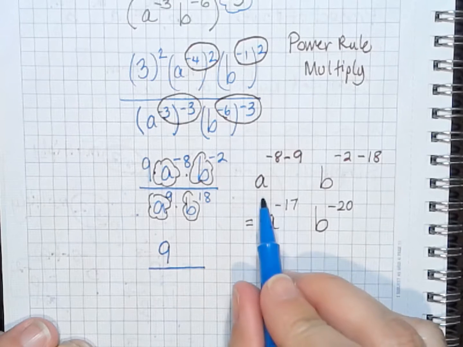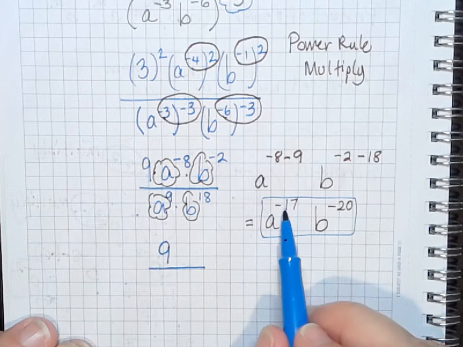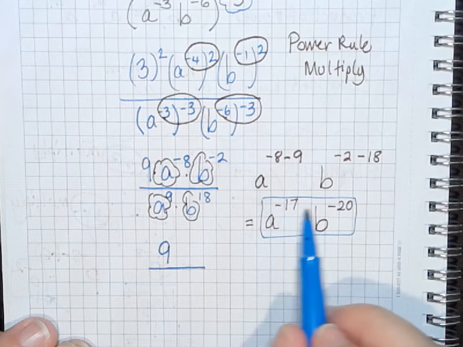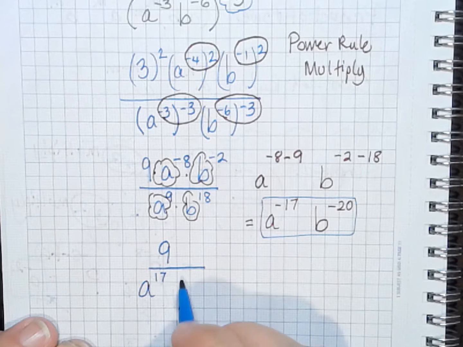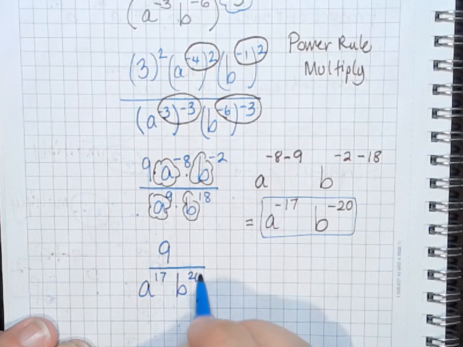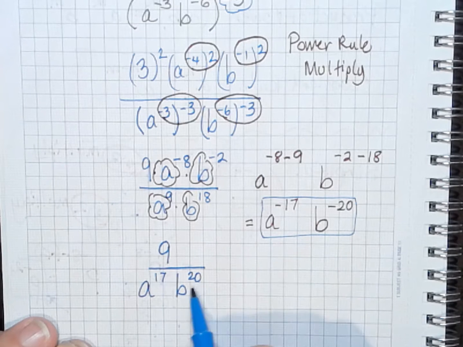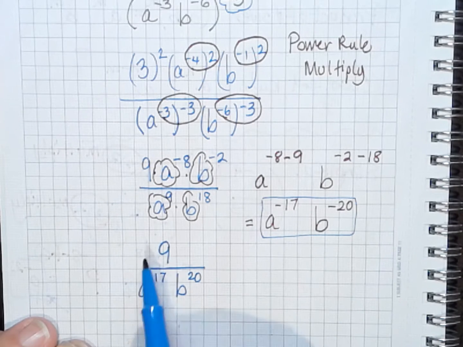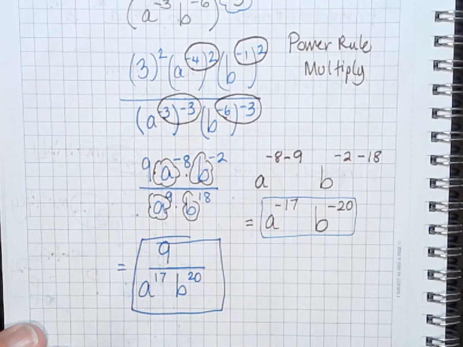And now, once you've used your quotient rule, you come over here and you check out your powers. If your exponent is negative, that's going to tell you that those would go in the denominator of the fraction. Notice whenever I put them in the denominator, their powers are positive 17 and positive 20. So here is your final answer for this problem.